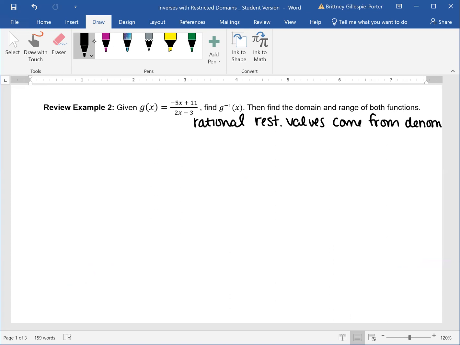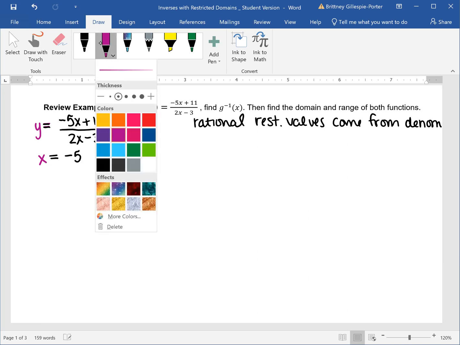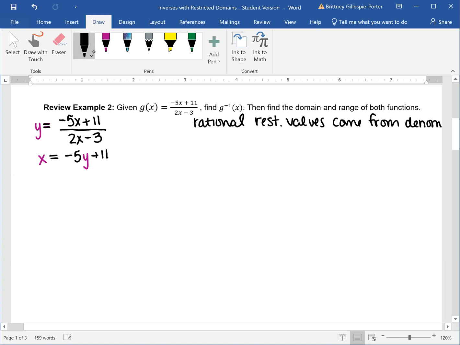Okay, so this does have restrictions, but we'll take care of the domain and range after we find the inverses. So our first step, we need to replace g of x with our y. So we have negative 5x plus 11 all over 2x minus 3. Step 2 says that we switch x and y in our equation. So x is equal to negative 5y plus 11 all over 2y minus 3.